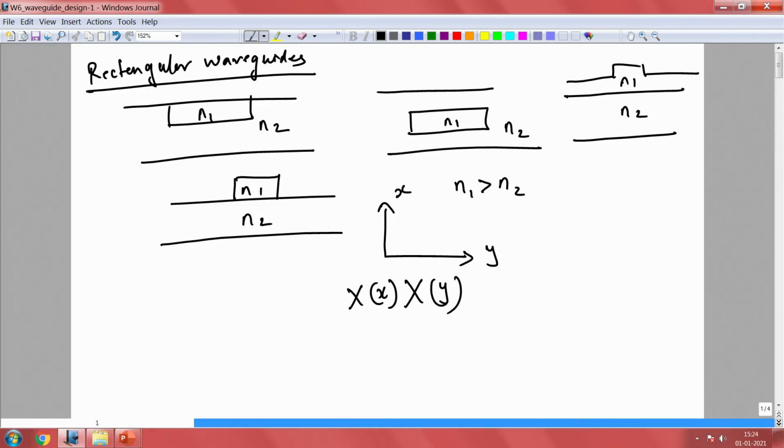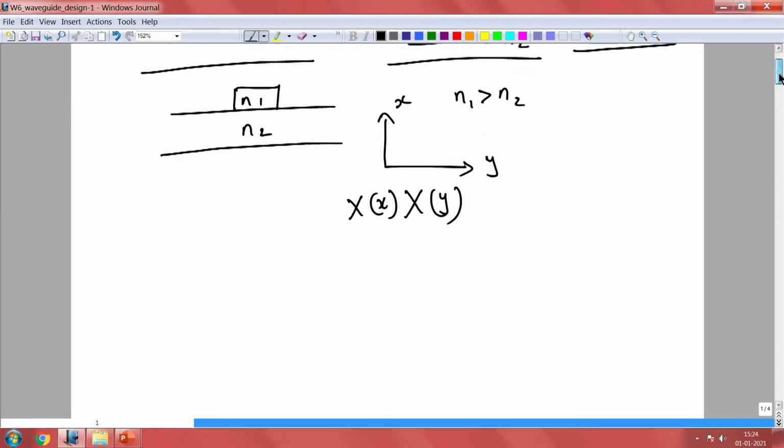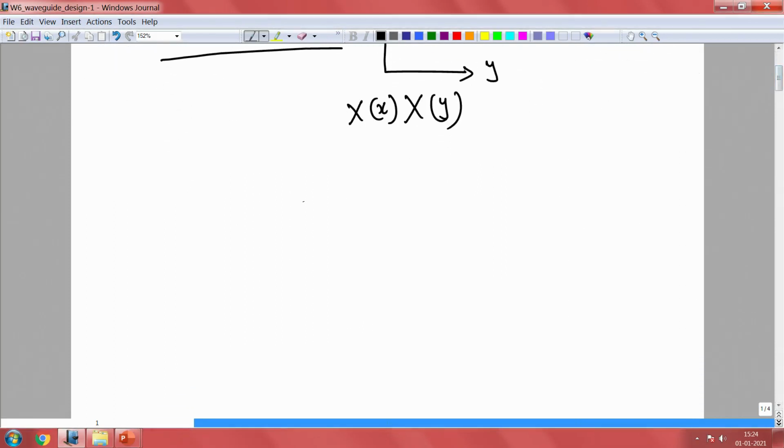Now, let us look at what is tricky about this particular structure. Let's look at an embedded structure, which is much easier to look at. I can take a waveguide like this. It has a certain refractive index. And now, if I want to dissociate it into different components, let me say this is the y axis and this is the x axis.